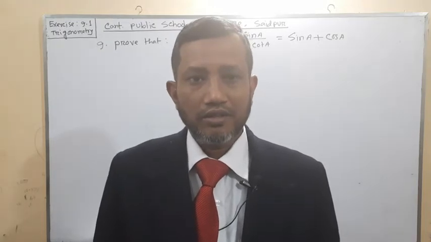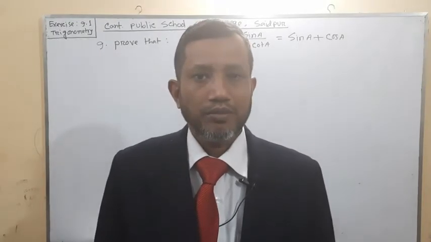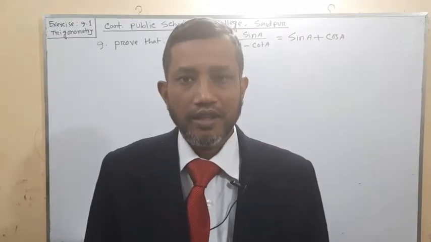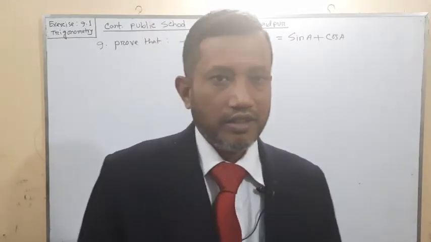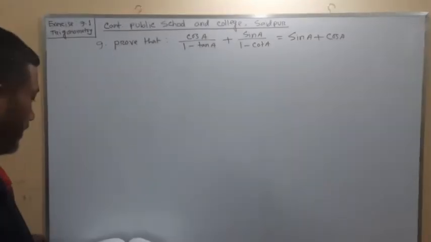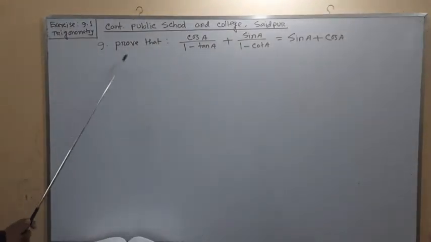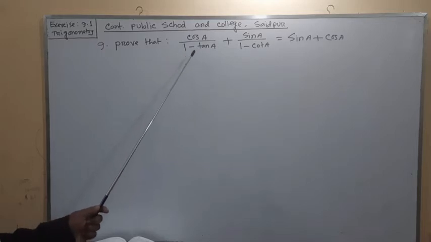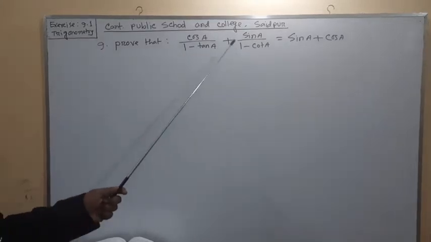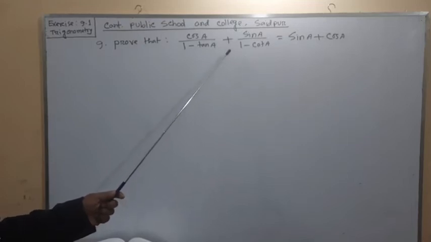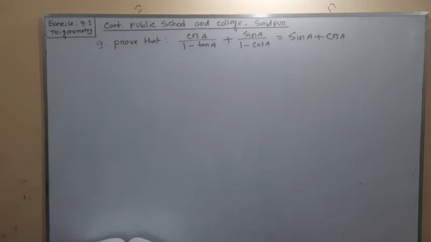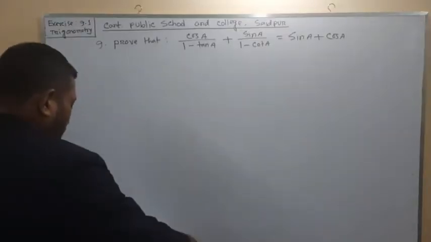Dear learners, today I will solve some math on exercise 9.1 trigonometry. I have already written one. First, I am reading this. Prove that cos A divided by 1 minus tan A plus sin A divided by 1 minus cot A is equal to sin A plus cos A. I will prove.